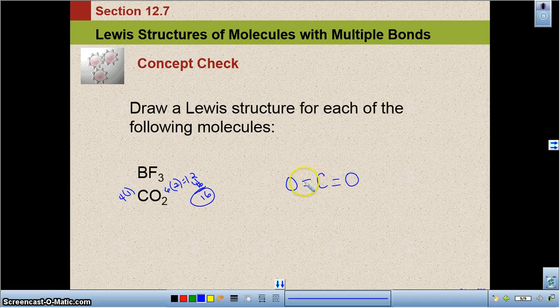So we have carbon, 2, 4, 6, 8 around carbon. Oxygen, let's make sure they have 8 around them. So we have 2, 4, 6, 8, 2, 4, 6, 8, and we have a total of 2, 4, 6, 8, 10, 12, 14, 16 electrons total. So carbon dioxide is double bonded, and it's actually a linear compound.